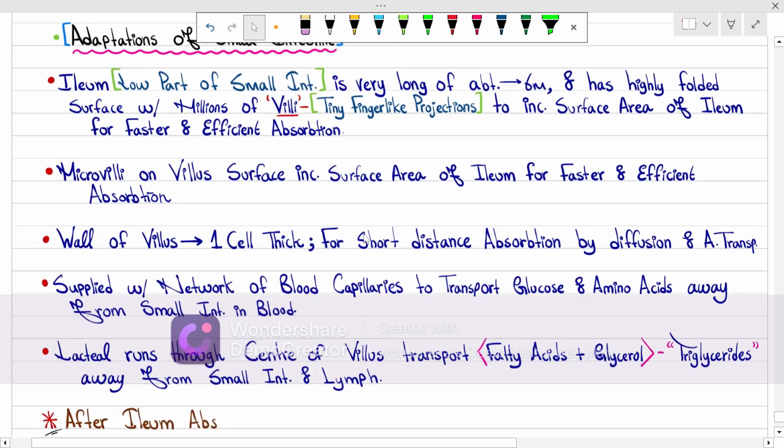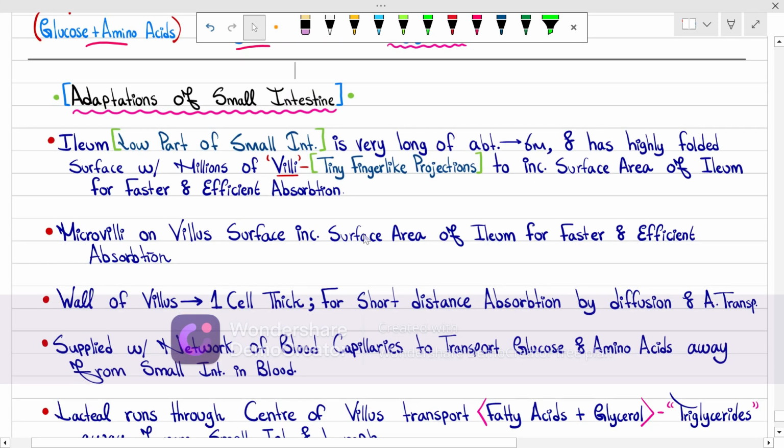The last section is the adaptations of the small intestine. The small intestine contains the ileum. Ileum is a very long part of the small intestine, almost about 6 meters long. It has a highly folded surface and it contains millions of villi. Villi are tiny finger-like projections to increase the surface area of the ileum for faster and efficient absorption. And the walls of the villus are 1 cell thick for short distance absorption by diffusion and active transport.